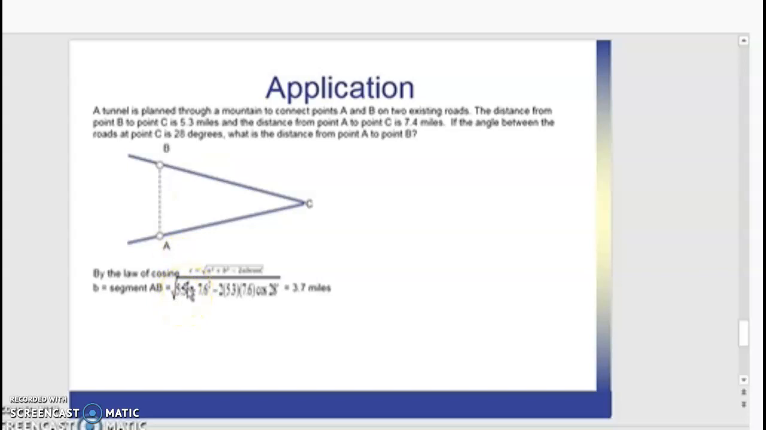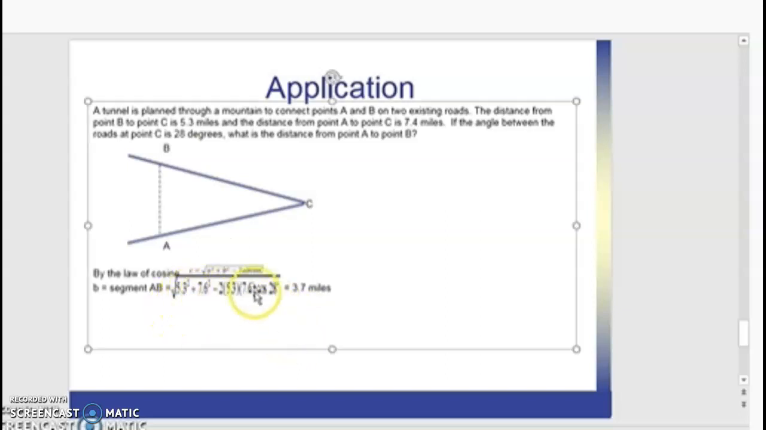The law of cosines says to square it. Plugging in the length of side B, 7.4. The law of cosines says to square it. And then just continuing to plug in A and B and the measure of angle C, which is 28 degrees, in the law of cosines in the correct place. Use the order of operations to simplify your radicand, everything under your radical, and then take the square root. When you do so, your final answer is 3 7/10 miles is the length of the tunnel.